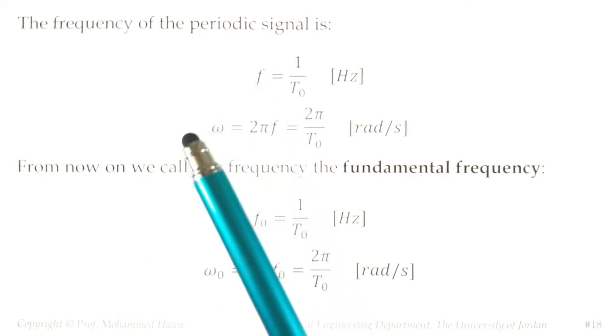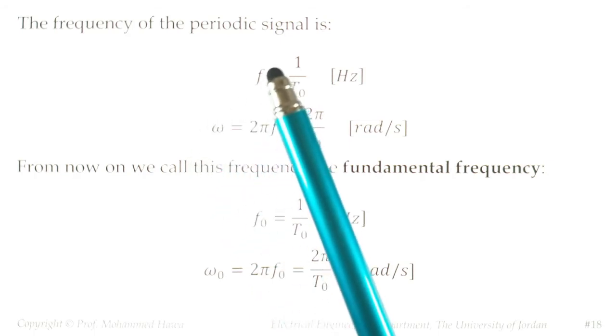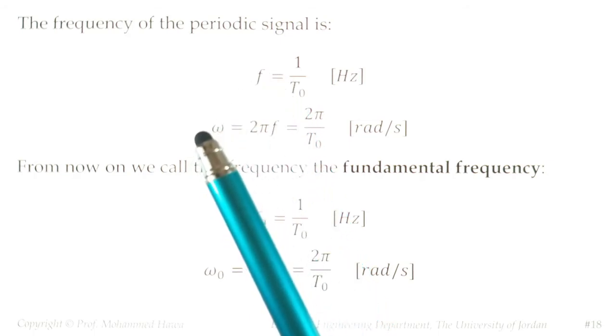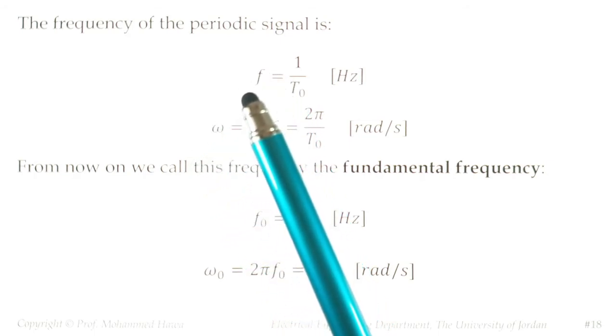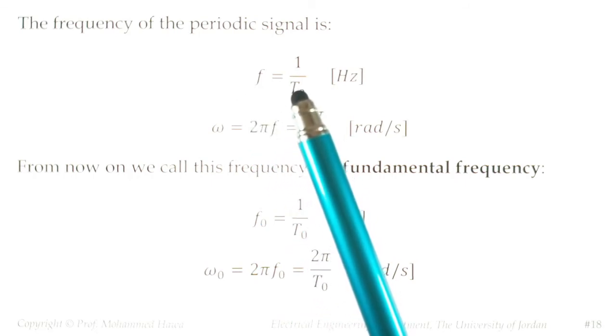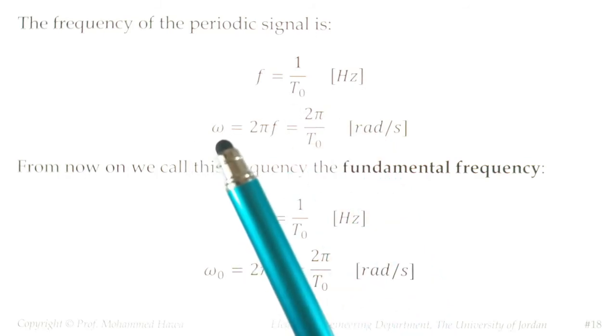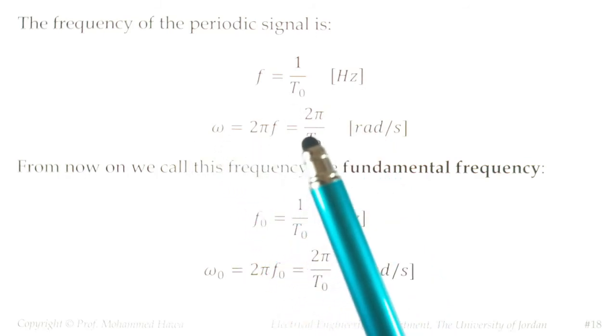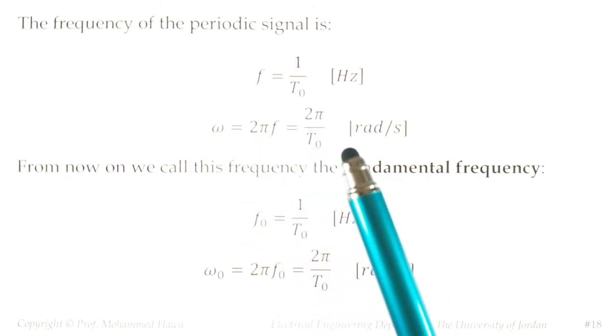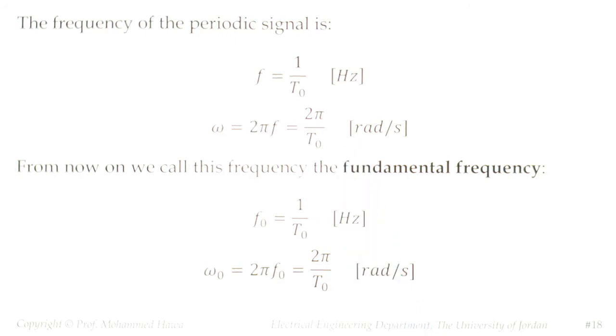We have hertz and we have radian per second: the ordinary frequency and the angular frequency. The ordinary frequency is 1 over the fundamental period, 1 over T0, and you get hertz. However, the angular frequency is 2 pi f, so it is 2 pi over T0, and you get it in radian per second. So the frequency is 1 over T0, that's hertz, or 2 pi over T0, that's radian per second.